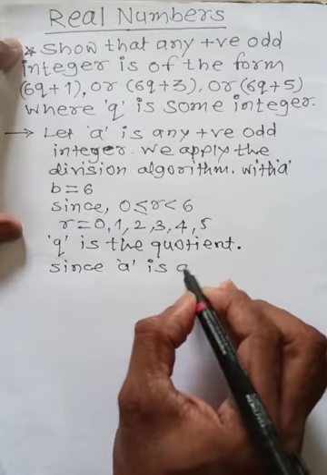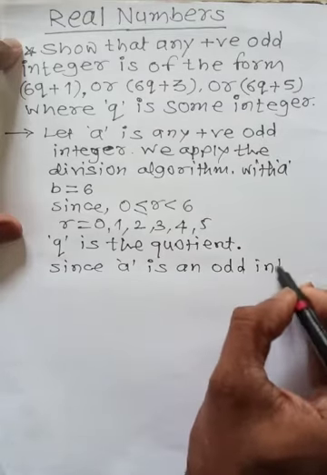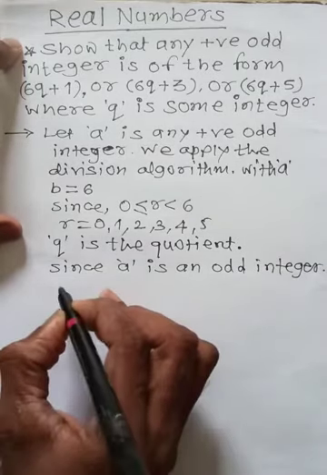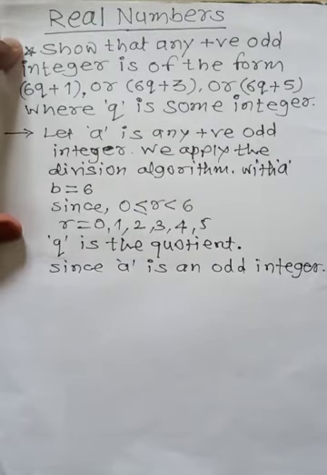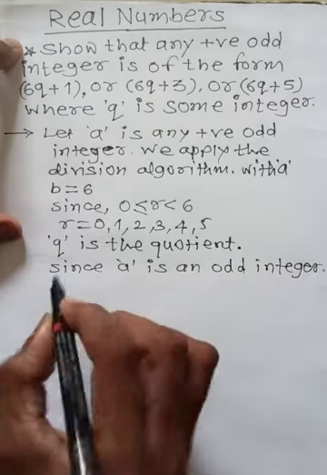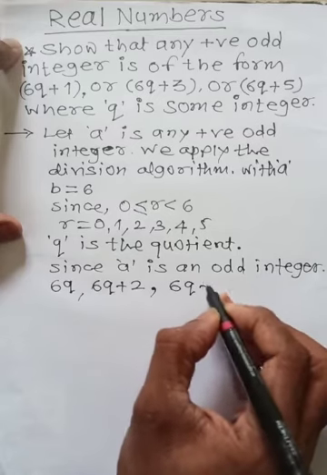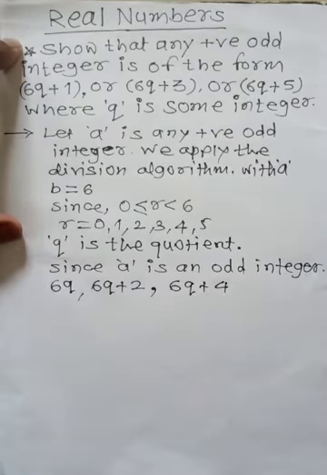Now since a is an odd integer, this is given, then among these cases, 6q, 6q plus 1, 6q plus 2, 6q plus 3, 6q plus 4, 6q plus 5, if a is an odd integer, then we do not consider the cases 6q plus 2 and 6q plus 4, because these are even, divisible by 2.